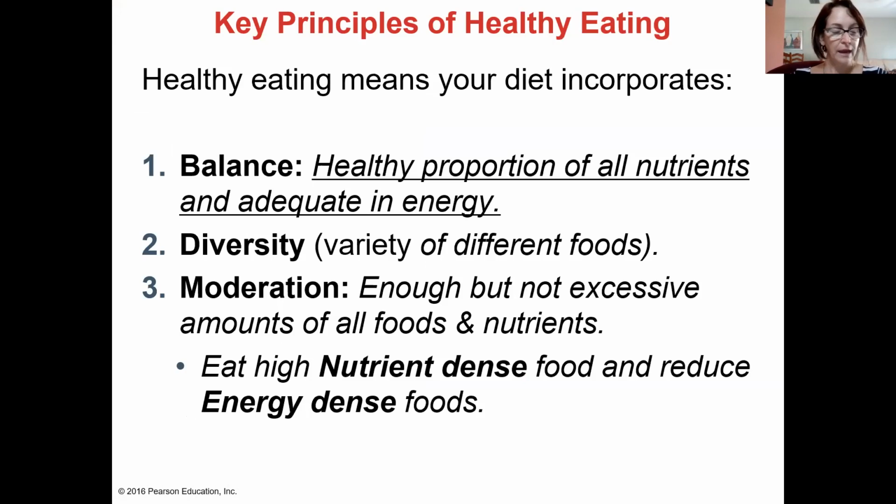A healthy diet is a diet that incorporates balance, diversity, and moderation. So you need to have a healthy proportion of all nutrients and also be adequate in energy. How do you know what is a healthy proportion of the nutrients and how much energy do you need? That's something that we will talk about today, and that's why this is underlined.